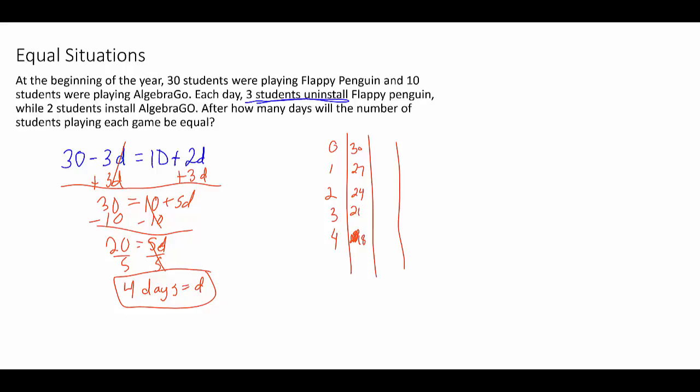And at this point we're checking, so I already know where I want to stop, where I'm hoping to stop. So 10, 12, 14, 16, 18. Since they both ended up being 18 on day 4, that's a sign that, hey, we did it right. Great job. So that is that problem.